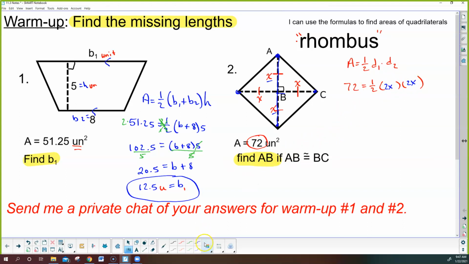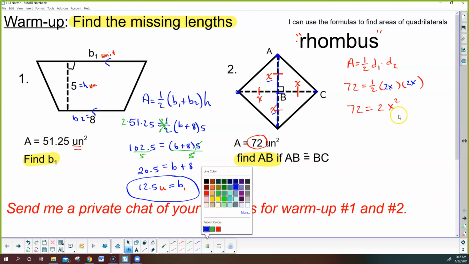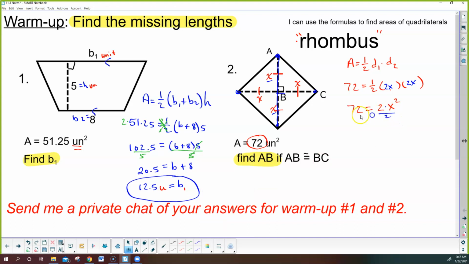So now we can simplify however you want. I'm going to multiply the x's together. X times x is x squared. A 2x and a 2x, 2 times 2 is 4, but then I'm going to cut that in half, so that'll be 2. And now, algebraically, we have to get rid of the 2 first. I get 36 equals x squared.